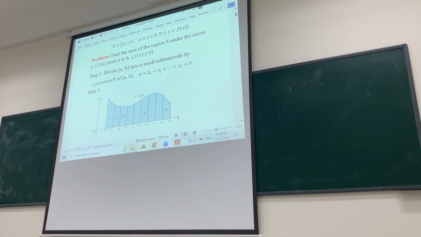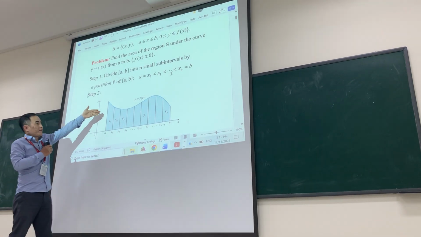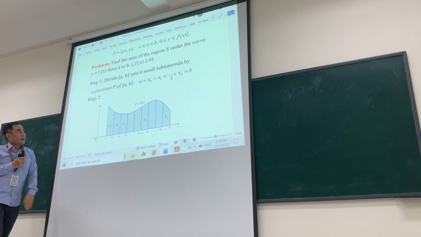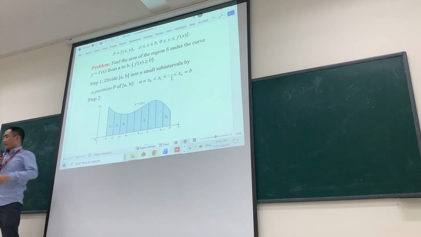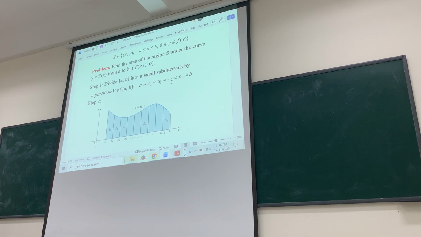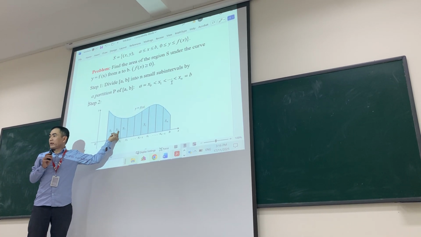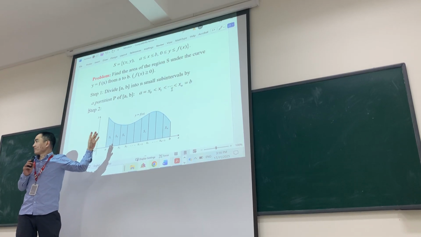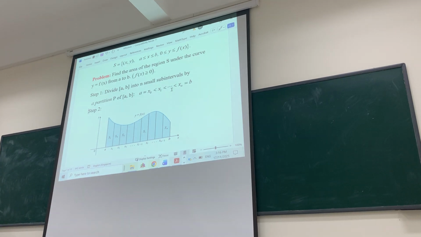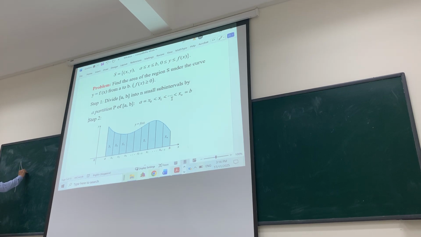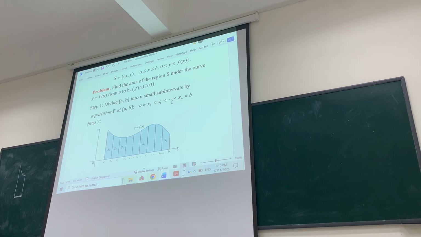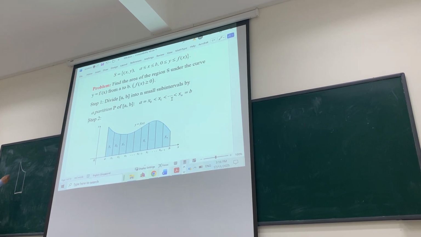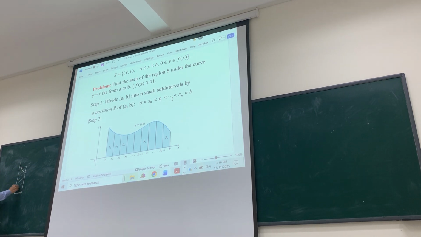To continue, with this partition P, we divide the area into smaller areas: A1, A2, A3, ..., An. When each slice here is not small, we can approximate the small area by the area of a rectangle. If the width here is small, we can approximate the area here by the area of a rectangle.